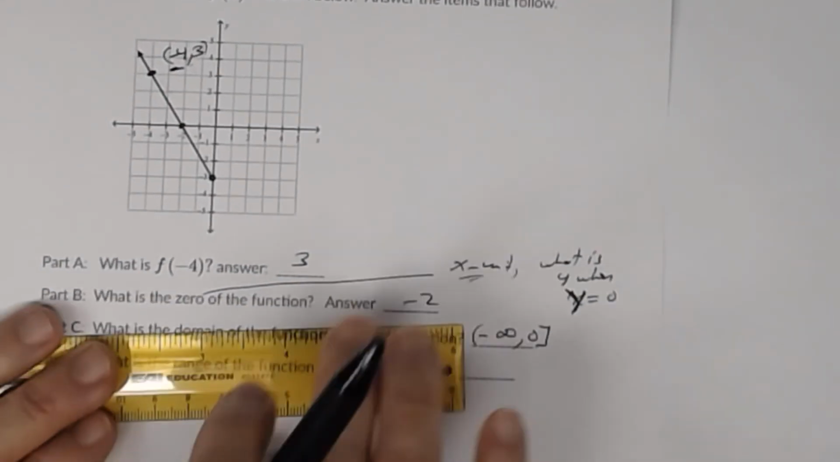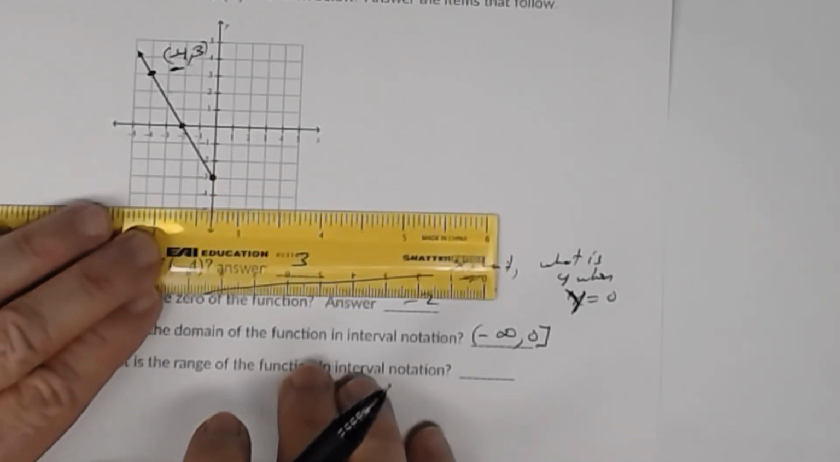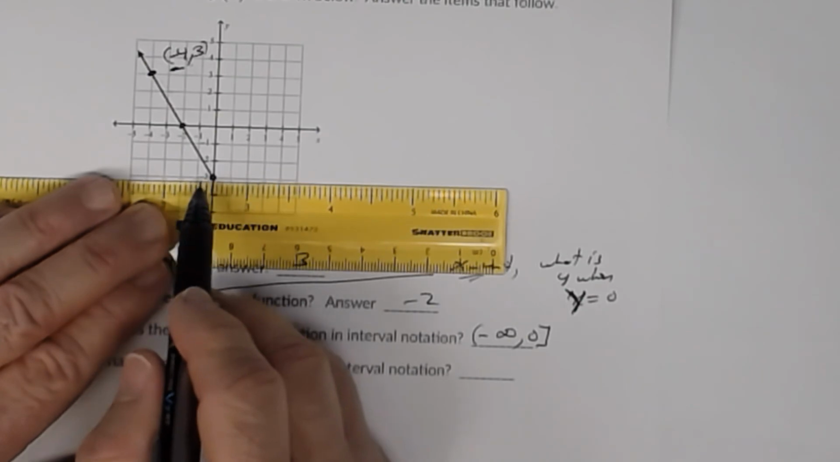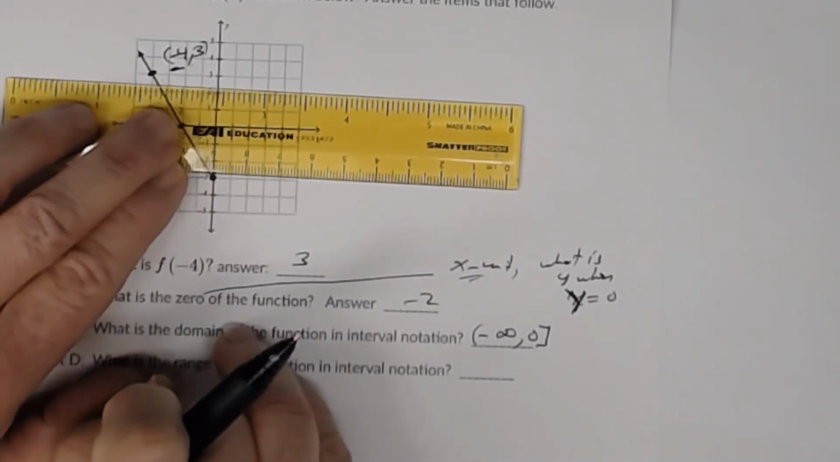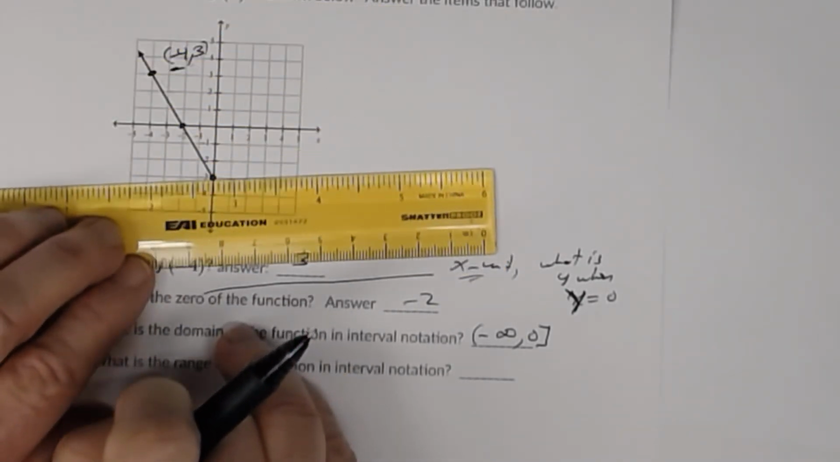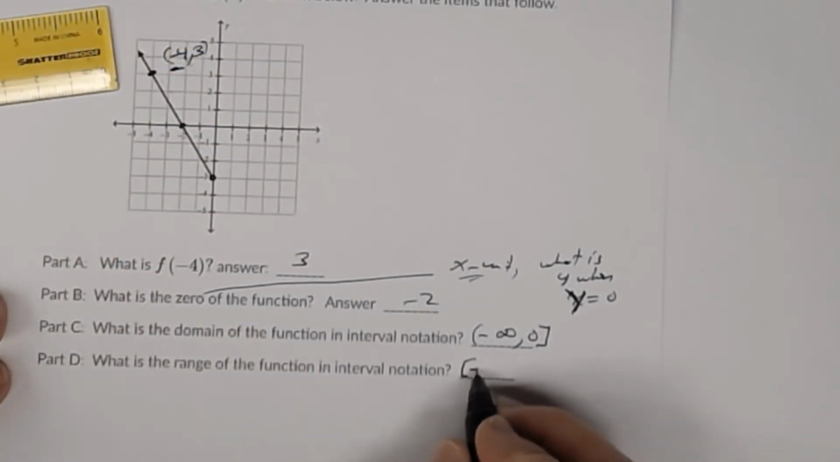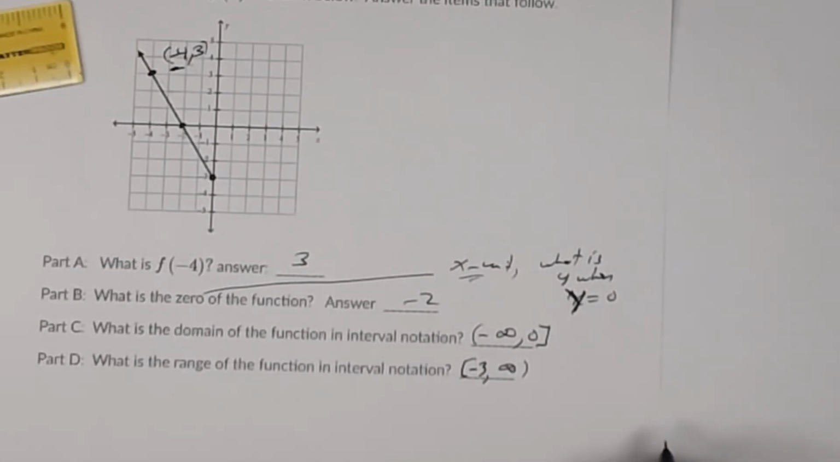Then the range, you go from bottom up along the y-axis. That's the set of y coordinates. So you start here at y equals negative 3, and then you keep going up. See that arrow, so you're going from negative 3 all the way to infinity. So it'll be bracket negative 3 to infinity.